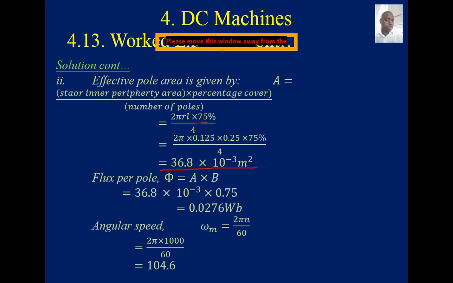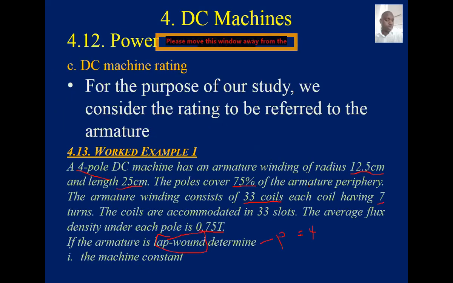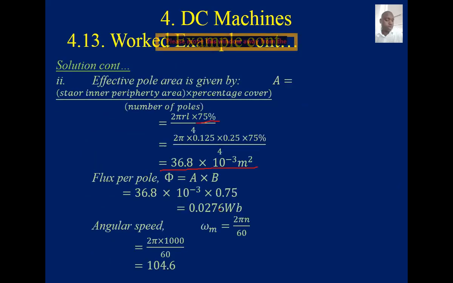Now, the 75%, if you go back, it's covering 75% of the armature periphery. That means the total area of the armature, 75% of it is also the area of the poles. That's why we use that 75%. Then after that, we can now calculate our flux per pole, which is φ. And this becomes area times flux density, you get that value.